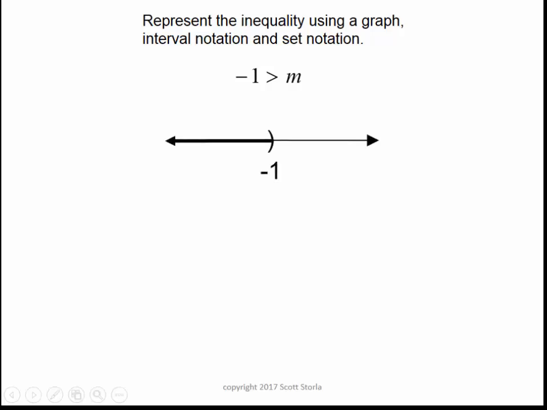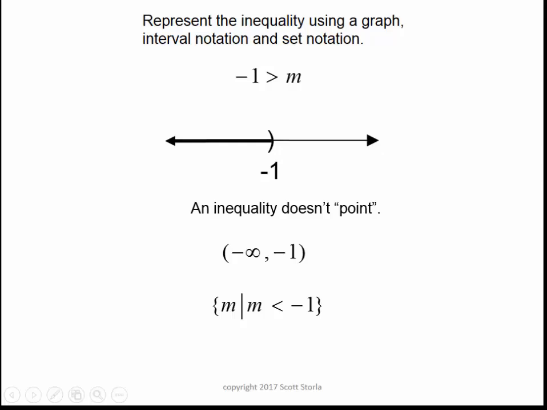So here's our solution as a graph, and if you shaded to the right, then you're thinking of the inequality symbol as something that points. And the inequality symbol doesn't point. It's a relationship. And so this is saying we want the real numbers that are less than -1. And those are the numbers to the left of -1. So again, this isn't about pointing. It's about a relationship. The same set and interval notation would look like this. And then here we would have set notation.